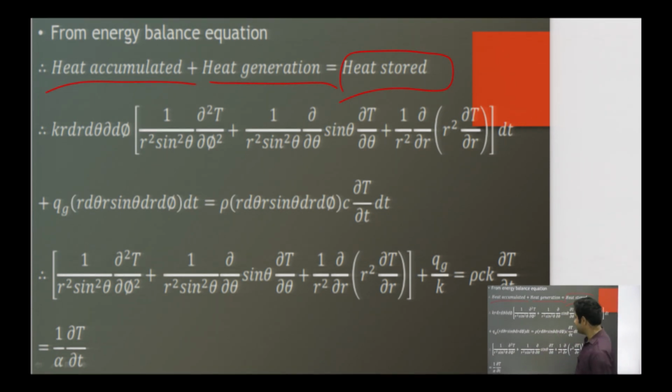Therefore, we have this equation: 1 by r square sine square theta del square T by del phi square plus 1 by r square sine theta del by del theta of sine theta del T by del theta plus 1 by r square del by del r of r square del T by del r. Then we have the term of internal heat generation, and then the energy stored, which is 1 by alpha del T by del t, where alpha again is the thermal diffusivity.